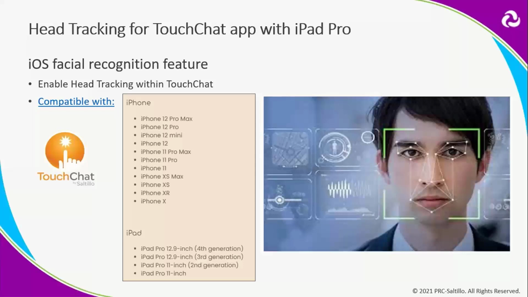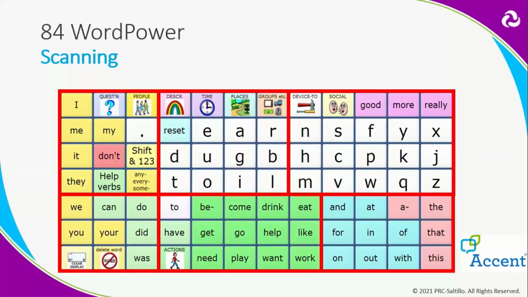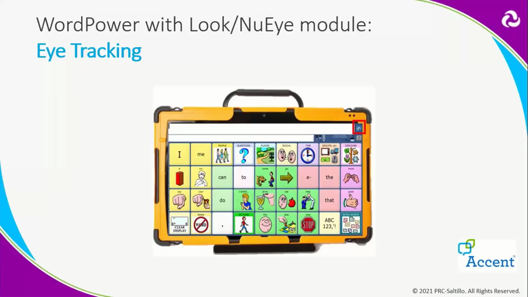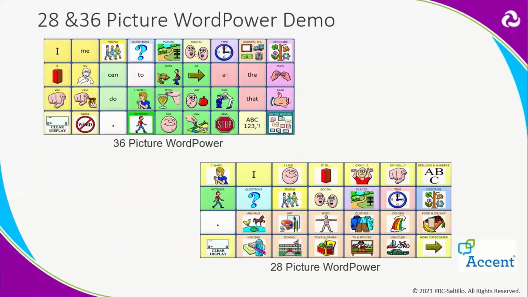I didn't touch on the fact that the TouchChat app with iPad Pro does have head tracking, which is an awesome feature. And this is the scanning with 144 WordPower for NuVoice. And then there's an 84 scanning file also. And with the Accent, you can use the new eye for access and head tracking.